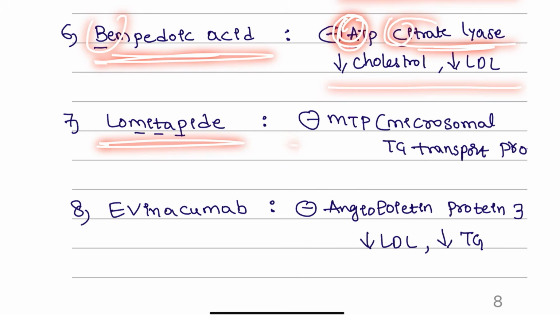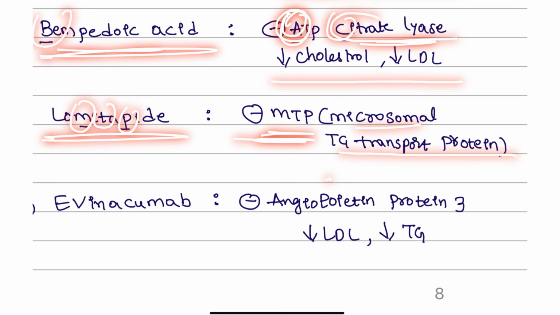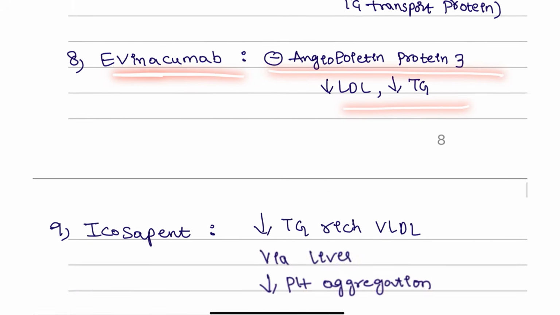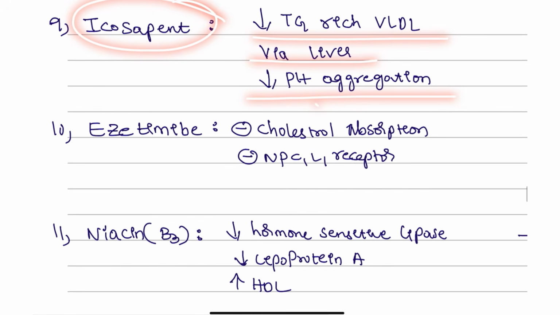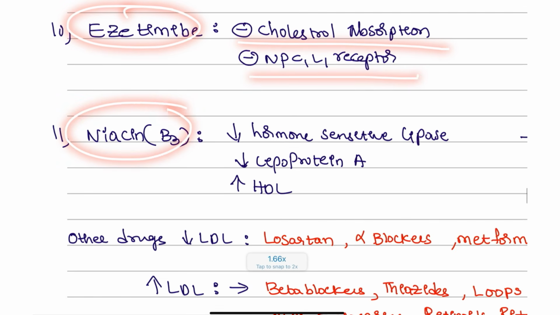And lomitapide, it is going to block the MTP. The name itself tells, lomitapide, MTP blocker. MTP means microsomal triglyceride transfer protein. Next, evinacumab, it is going to block the angiopoietin-like protein 3, decrease the LDL and the triglycerides. Icosapent, it will decrease the triglyceride rich VLDL via liver and platelet aggregation. Ezetimibe, it is going to block the cholesterol absorption and decrease the NPC1L1 receptor. And niacin, hormone sensitive lipase blocker, and decrease the lipoprotein A and increase the HDL.